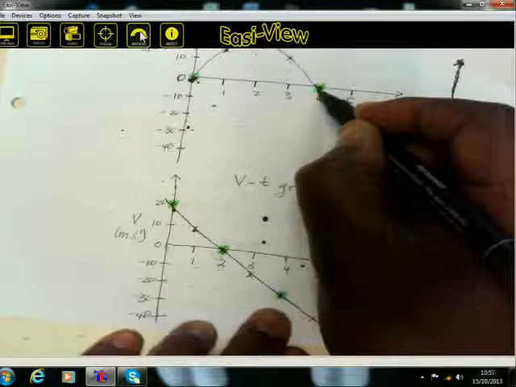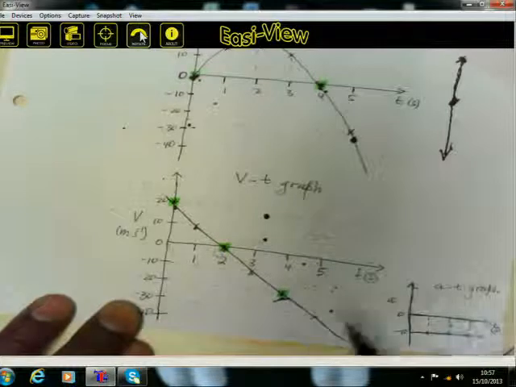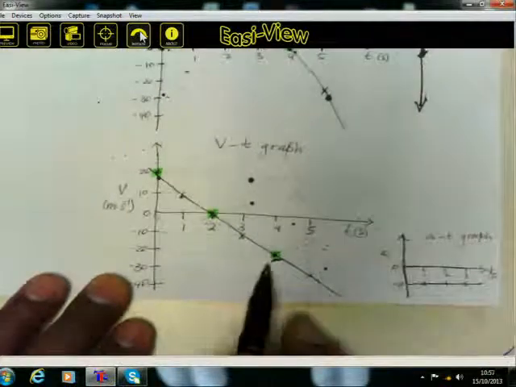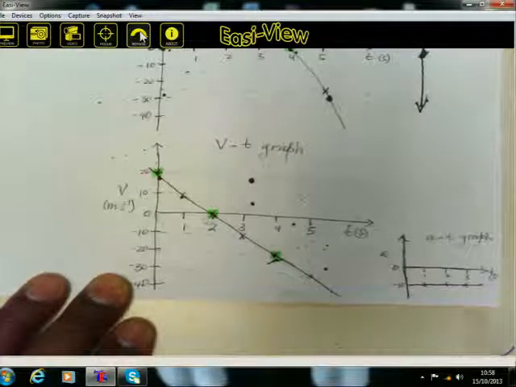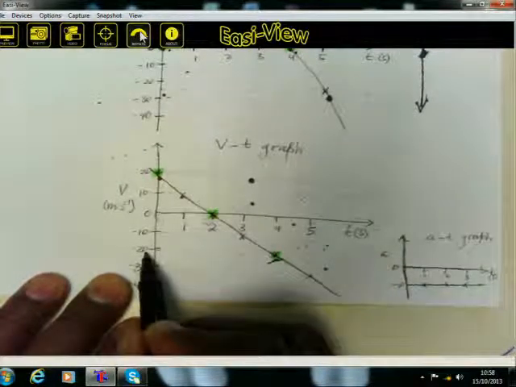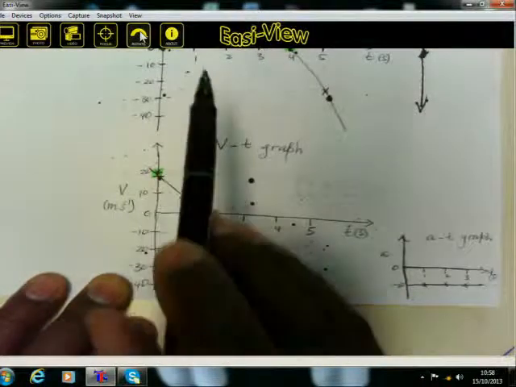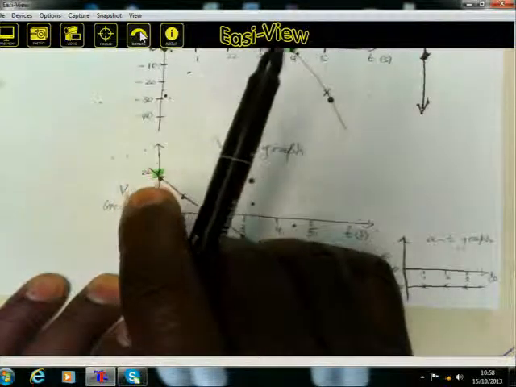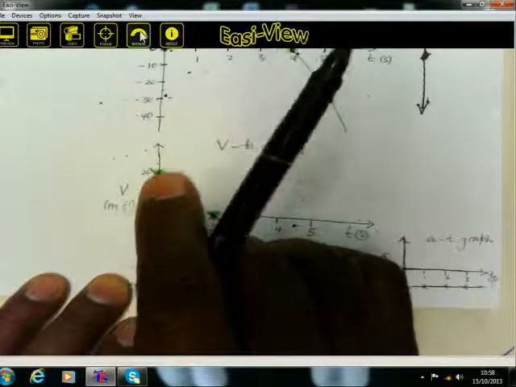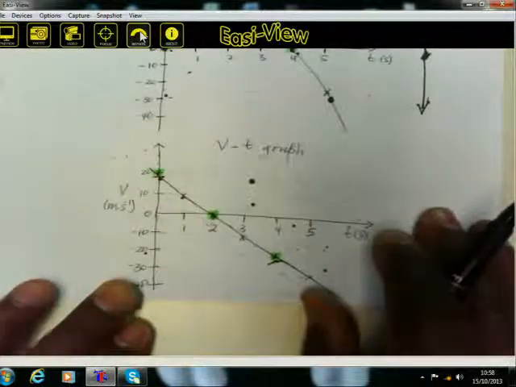But what is the velocity of that object? If we look at this, we find that it is -20 meters per second. And what does this tell us? It is -20 meters per second. In other words, it is the same velocity that it started with. Notice it is at the same point. So this gives us a straight line, which is having a negative gradient.